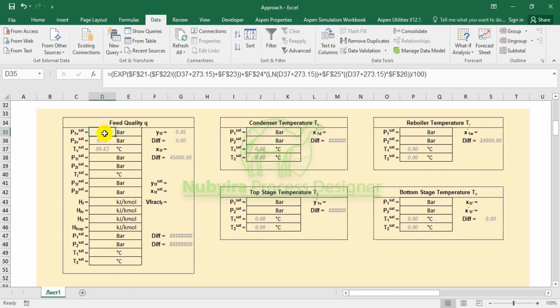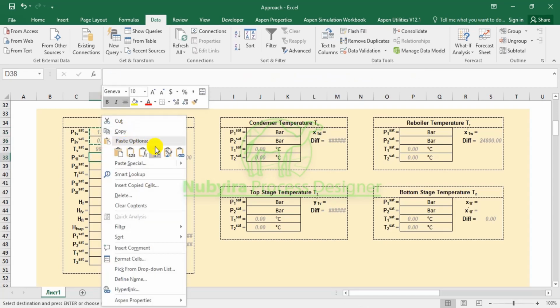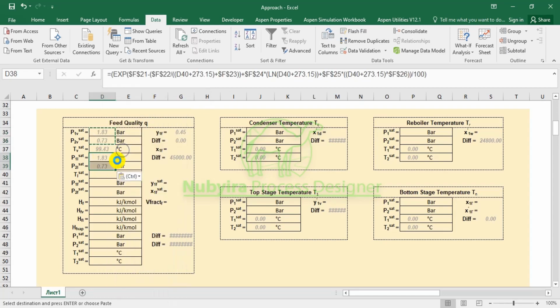So for the bubbling point, I'll copy these formulas. Once I copy the formulas, we have this. So it has changed the temperature to D40. Then we have D40 over here. Then this one is also D40.